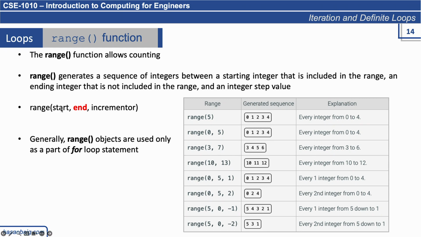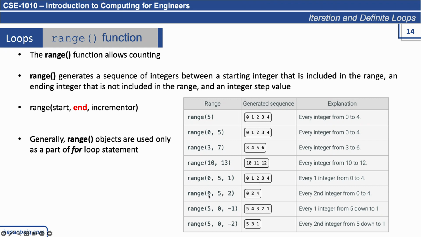The reason why we have the optional start parameter is because we can optionally start from any value. Here in this example, you can see we are starting from 3 and finishing at 6: 3, 4, 5, and 6. 7 is excluded. Same is the case with this example: start from 0, end at 4, and increment the value by 1. So it will increment every value by 1.